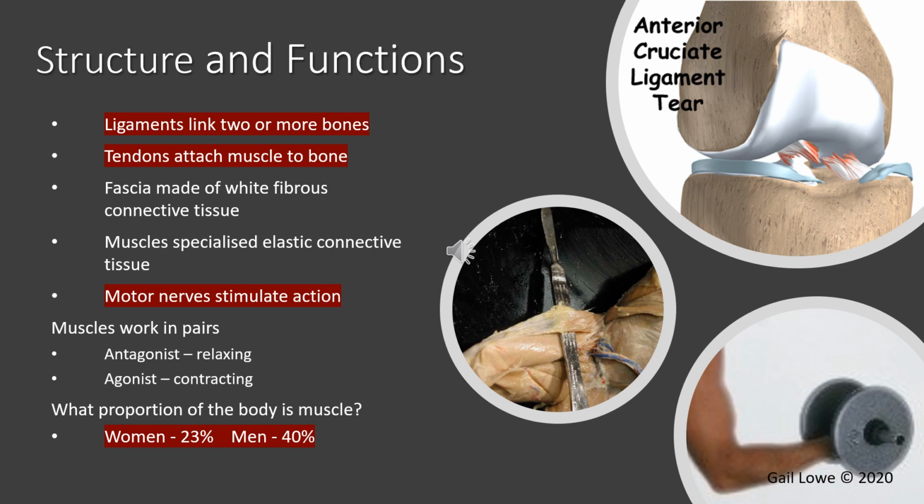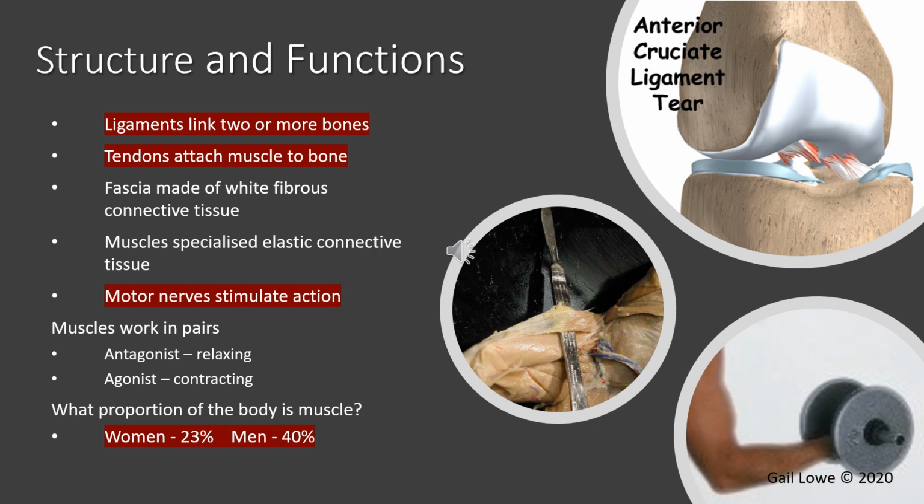But muscles are made up of specialized elastic connective tissue, and these muscle fibers are expanding and contracting. That's why they need to be elastic. And in order for a muscle to move, it needs to shorten to contract and lengthen to extend. Now, what gives the muscles their stimulus to do that is a motor nerve.